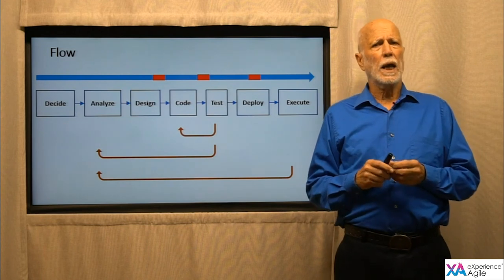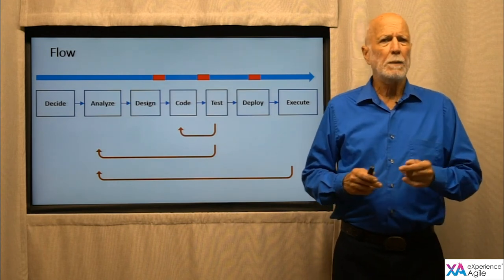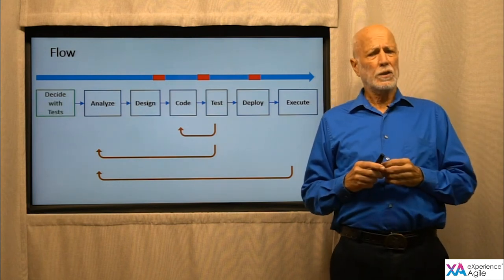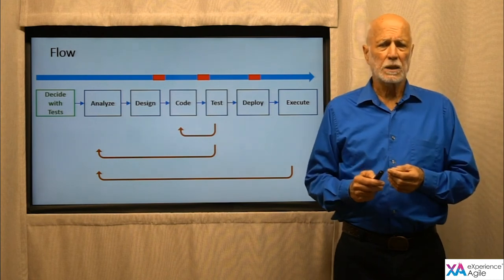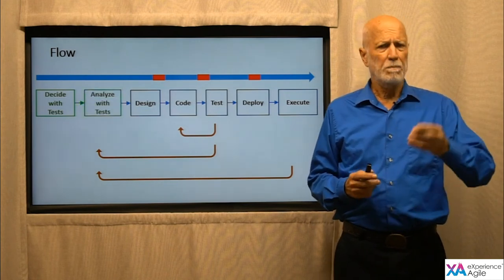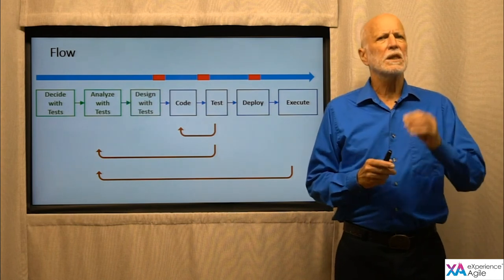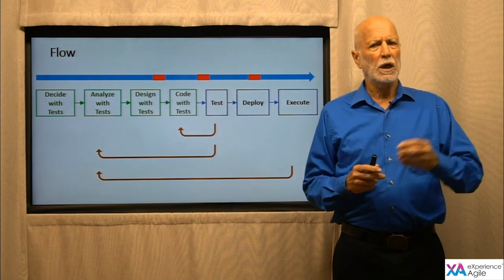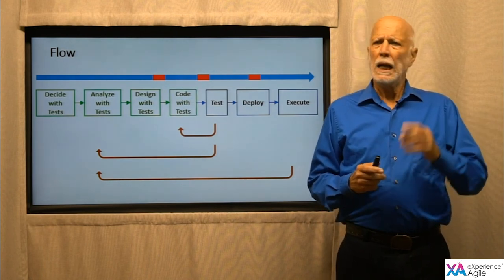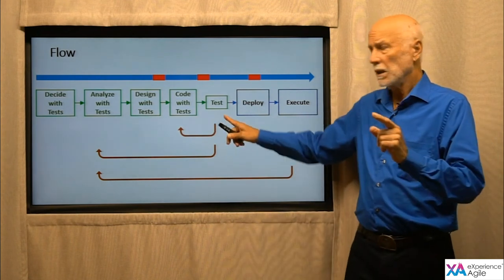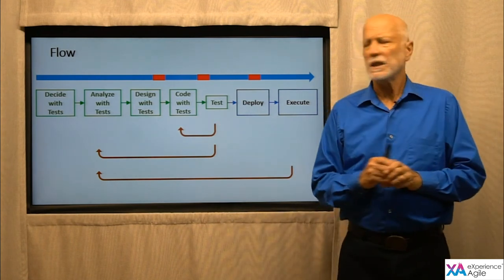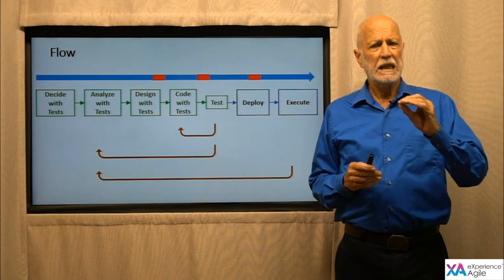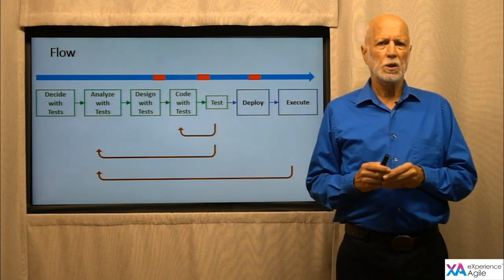So let's look at our flow again. What happens when we apply a test-first mentality? Well, we start to decide with our test. We're creating our hypothesis. We'll analyze with the test with BDD, which will help us design with our test to make our code testable. And then we're coding with those tests in TDD. Now, we'll still need a little bit of testing, but the most functional testing will have been taken care of. We still may have some performance testing or things that cannot be done on a developer's machine.